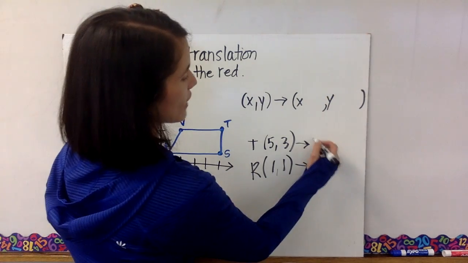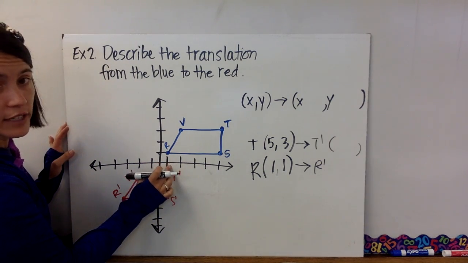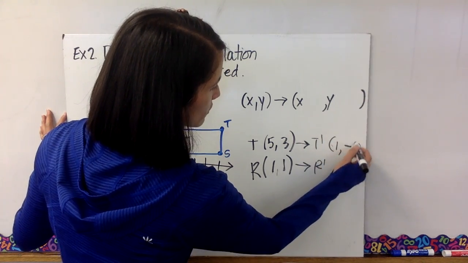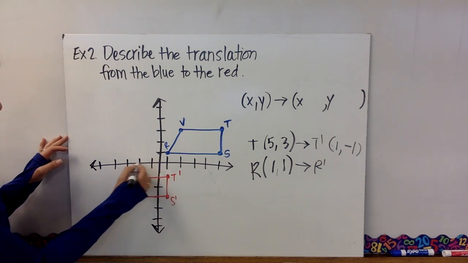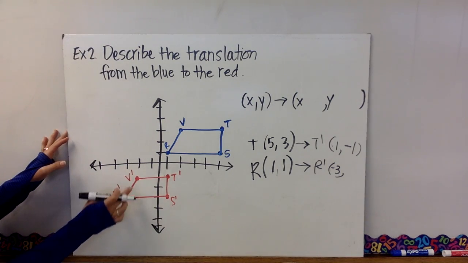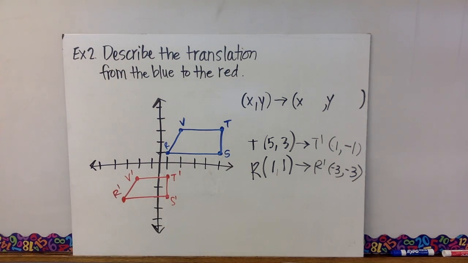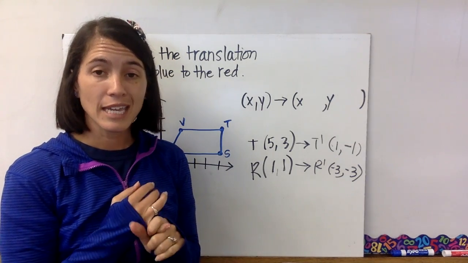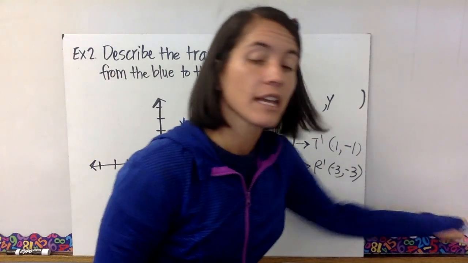Now I have to take a look at T prime and R prime. So T prime is right here. It is over 1, down 1. So positive 1, down 1. R is 1, 2, 3. So -3. And down 1, 2, 3. All I've done is I just picked 2 points and I wrote the pre-image vertice point coordinates and the image coordinates. So now I can compare them.